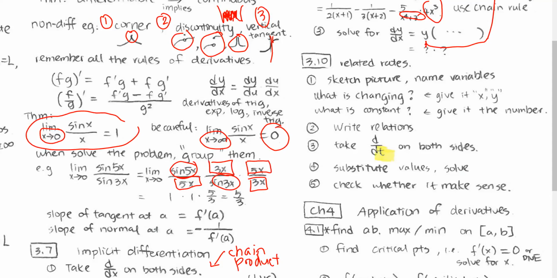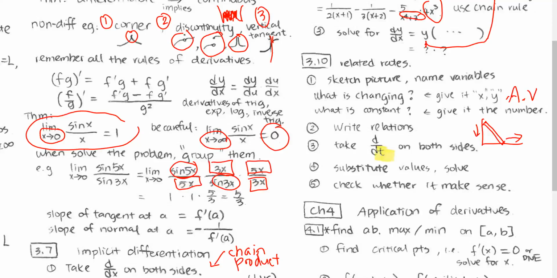Okay? All right, so what are the steps? We first sketch pictures and name the variables. So we want to see what is changing. If it's changing, give it x, y, or A for area, V for volume. And what is constant? Give it the number. Okay? For example, if I want to draw an example here, if we have a ladder that slides down, okay?